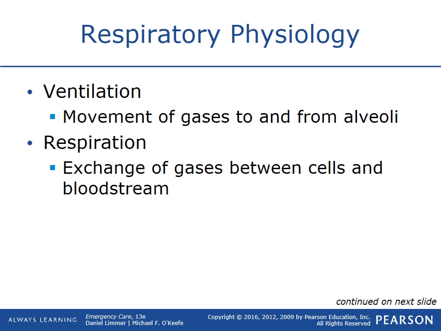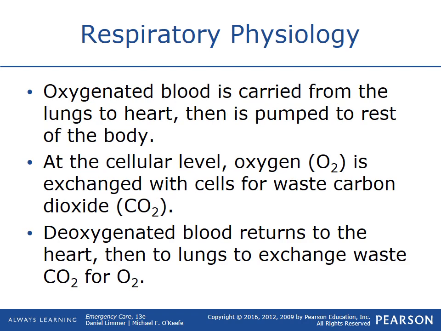It's the exchange of gases between the cells and bloodstream. Oxygenated blood is carried from the lungs to the heart, and then it's pumped to the rest of the body. At the cellular level, oxygen is exchanged with cells for waste carbon dioxide. And then that deoxygenated blood returns to the heart and then to the lungs to exchange waste, the carbon dioxide, for oxygen. So it's just like a constant supply system.